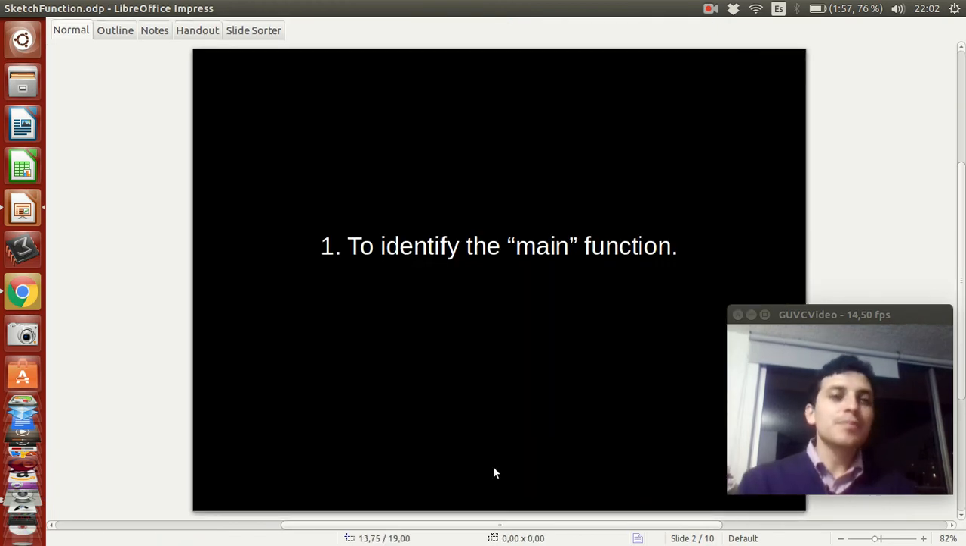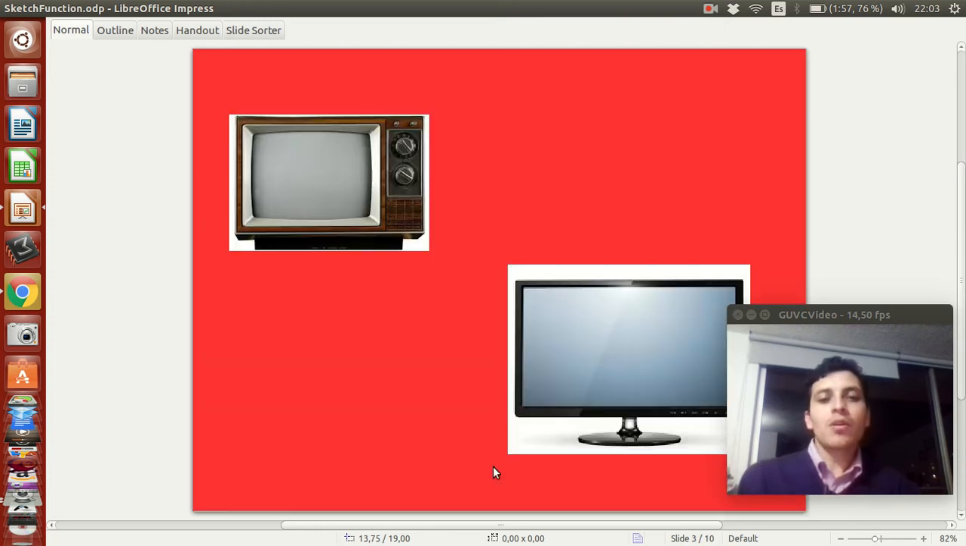So the first key, I tell you, is to identify the main function. And some people will ask, okay, what is the main function? What do you mean with the main function? Hugo, what is the main function? Okay, so let me explain what it is to identify the main function using this example.